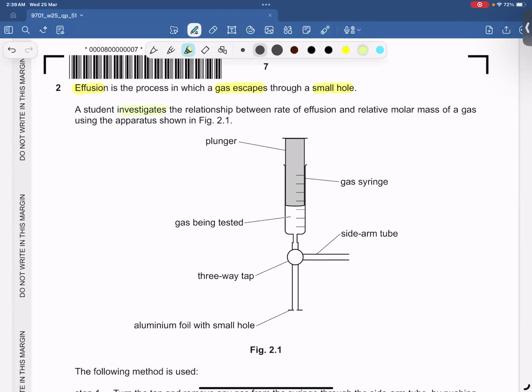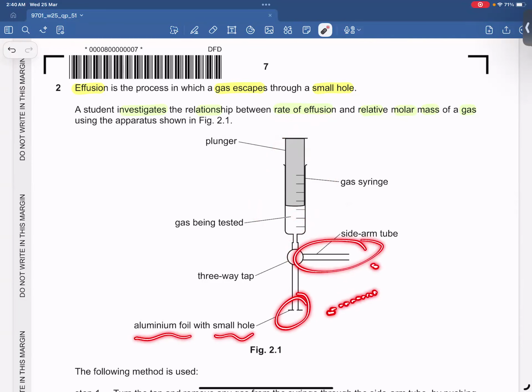A student investigates the relationship between rate of effusion and relative molecular mass of the gas. In O-level chemistry, you have learned rate of diffusion with respect to relative molecular mass. So the examiner is looking for rate of effusion versus molecular mass. That's the simple apparatus the examiner has shown us. That's the plunger, which is a movable part. That's the gas syringe, and obviously it should have some sort of gas. This is the three-way tap. This is a side arm. This is aluminum foil with a small hole, and this hole is used for the gas escaping, okay? So gas will escape from this hole.